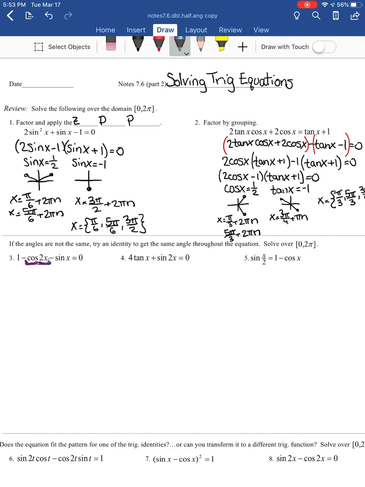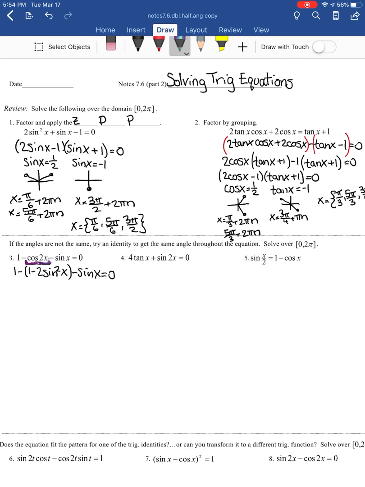Cosine of 2x is a double angle. I can substitute in for that one. Now I have a few options for cosine of 2x. Notice I already have a sine x in this equation, so I want to use the double angle identity that also only has sine x. So I'm going to go 1 minus parentheses, because cosine of 2x is 1 minus 2 sine squared x, minus sine x equals 0.